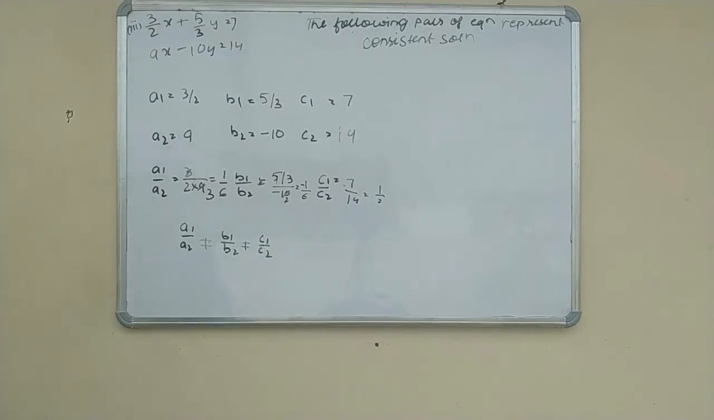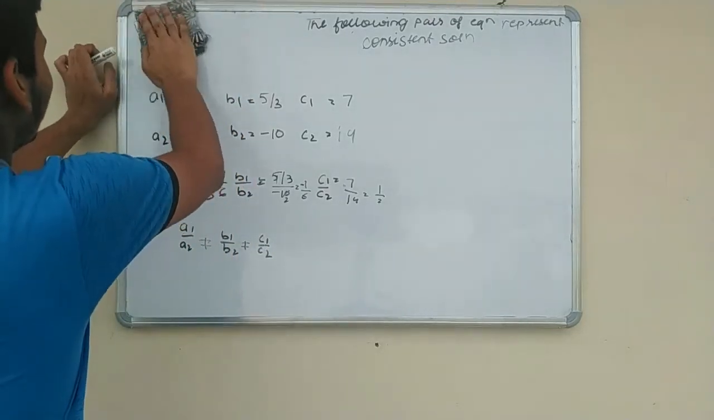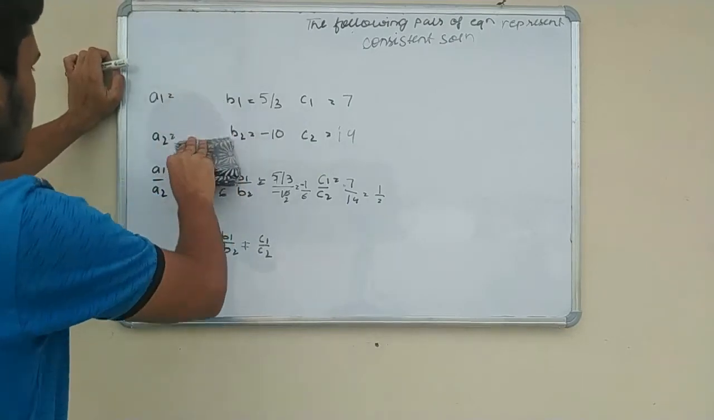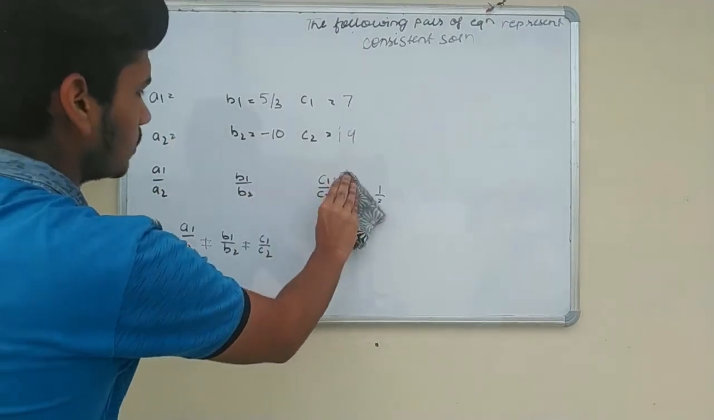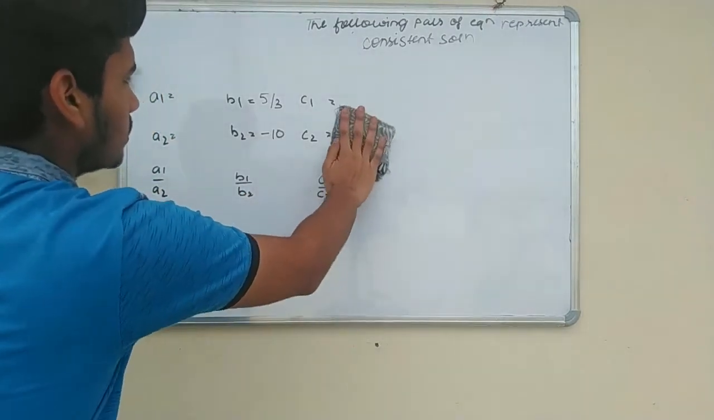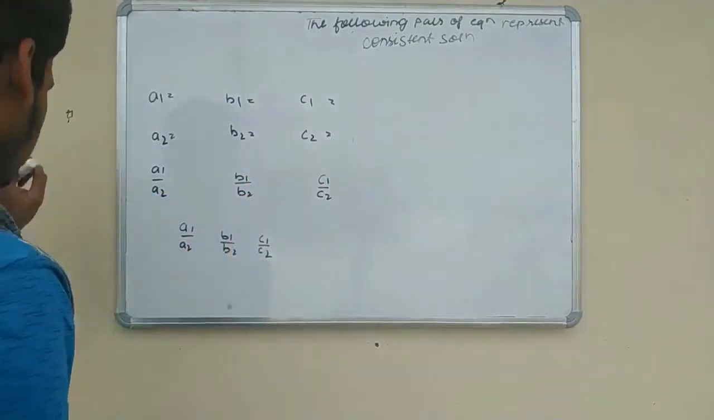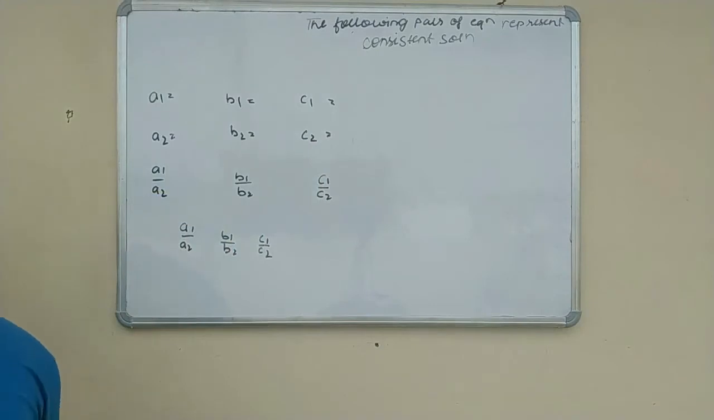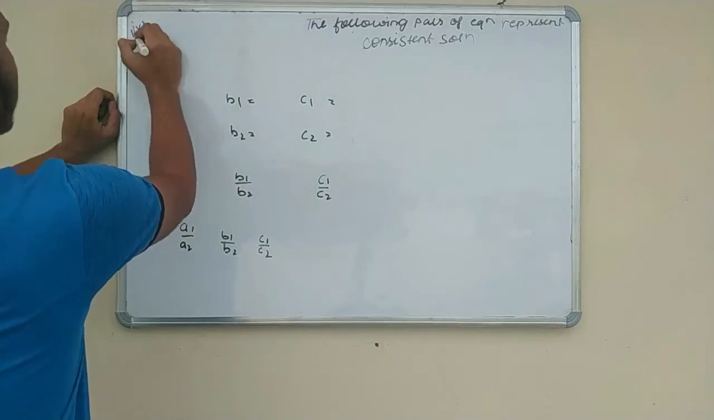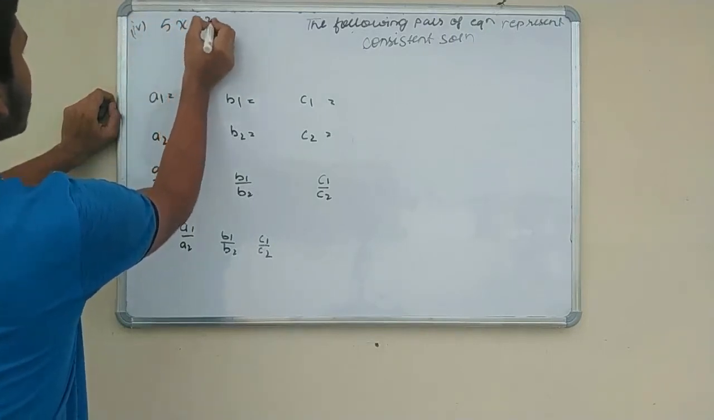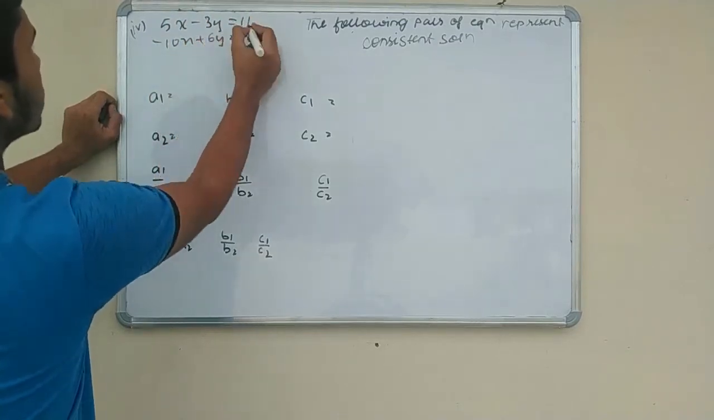Okay. Moving on to the fourth part of this question. The fourth part is 5x minus 3y equal to 11, and minus 10x plus 6y equal to minus 22.